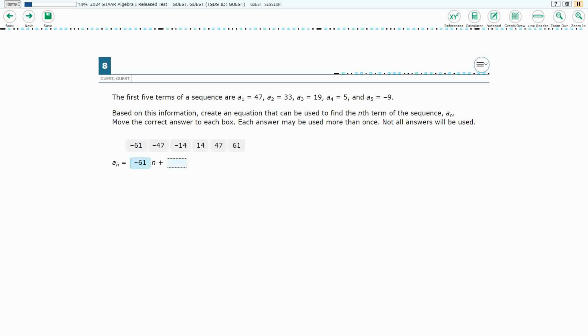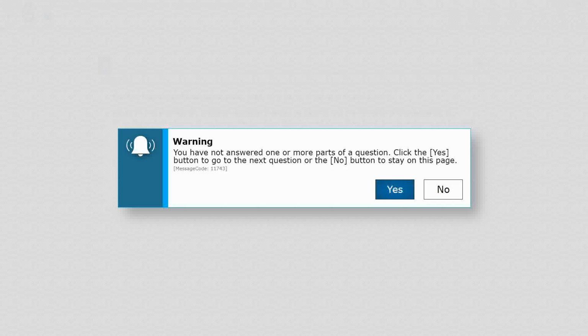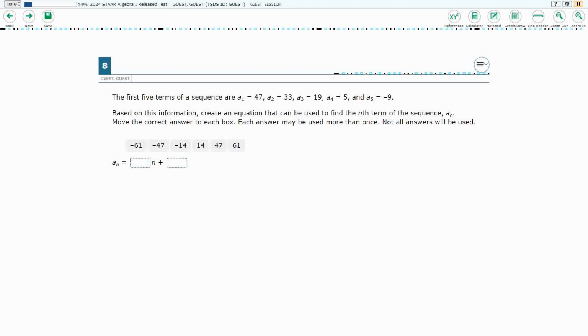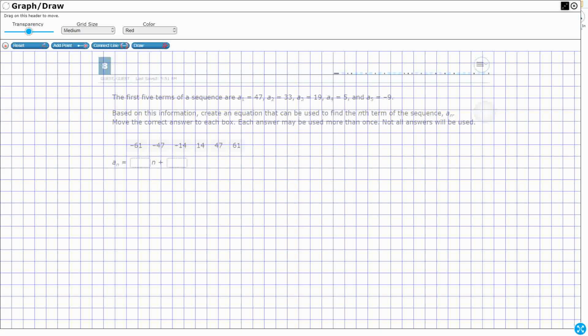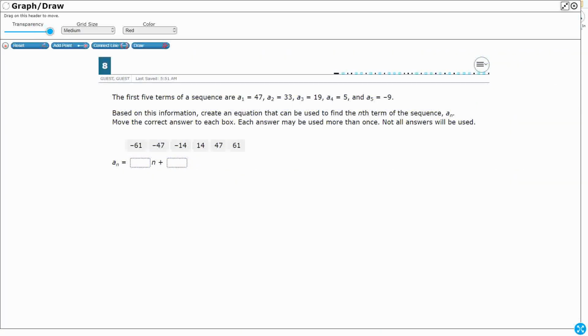All right, so we have a drag and drop here. You notice that you can use each answer more than once if you really want to. And if you only select one answer and try to move on, it is going to give you a warning signal because this is a 2-point problem, so let's get both points. We have the first 5 terms of a sequence.